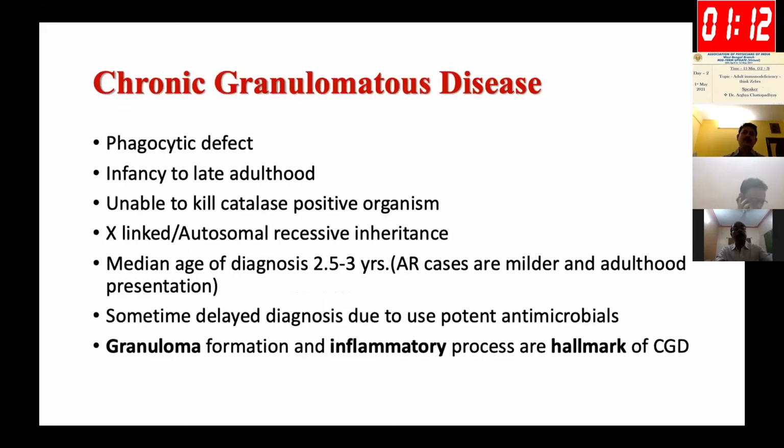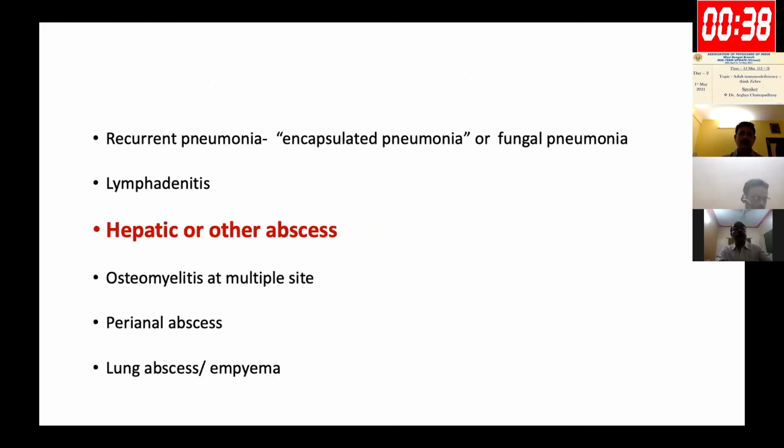What is chronic granulomatous disease? It's a phagocytic defect usually presenting from infancy to late adulthood, and the problem is they're unable to kill catalase positive organisms. It can be X-linked or autosomal recessive. The median age is 2.5 to 3 years, but autosomal recessive cases are milder, and that is the main bulk of presentation during adulthood. Sometimes diagnosis is delayed due to the use of prophylactic antimicrobials. Granuloma formation and inflammatory process is a hallmark of chronic granulomatous disease. By name, it's obvious.